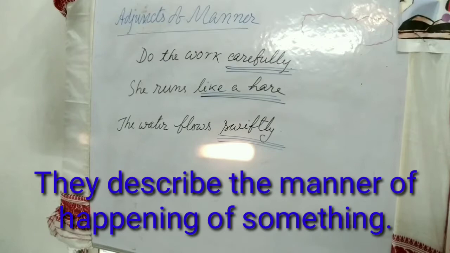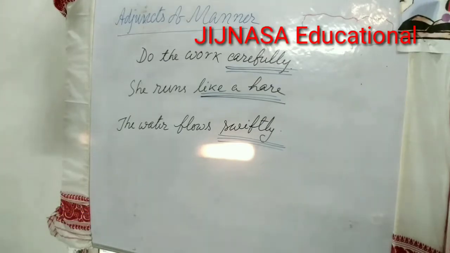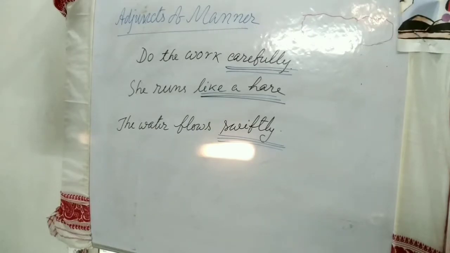How are you advised to do the work? Do the work carefully. That means the manner of working is mentioned here. You have to do the work carefully. Similarly, she runs like a hare. That means she runs fast, like a hare. That means the manner. Again, the water flows swiftly. Here also, how does the water flow? It flows swiftly. The manner of flowing water is mentioned here by the word swiftly. So all these are adjuncts of manner.